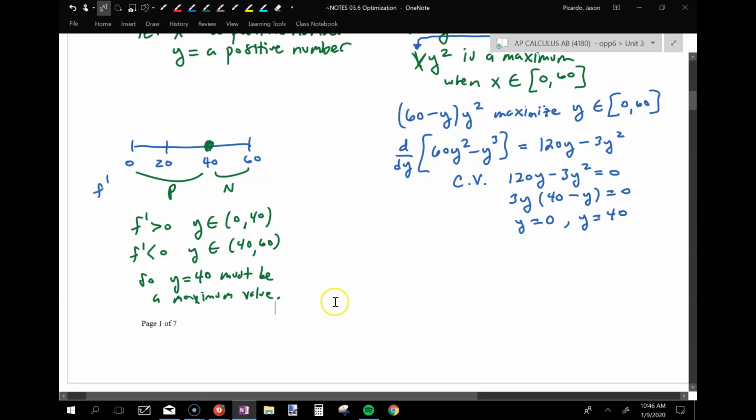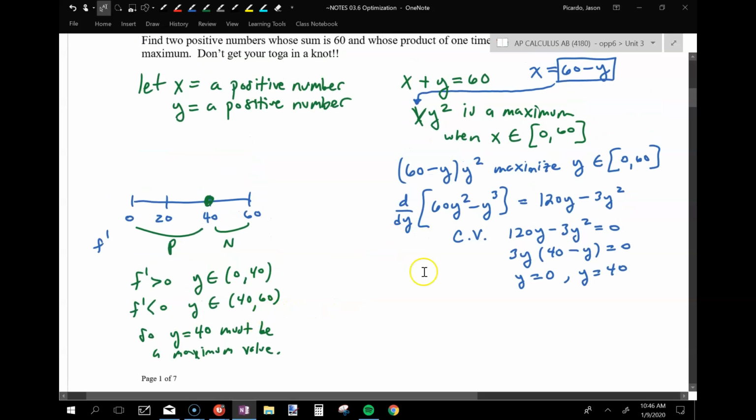Now, really quickly, guys, I'm not going to test 0. Why am I not going to test 0 even though it was a critical value? If y was 0, what's the product? 0. And this gave me a positive number, right? So if I have a positive number and I get here and then I start going down, I'm increasing, decreasing. This has got to be a max. 0 is not going to work.